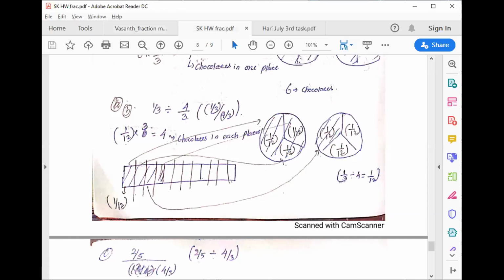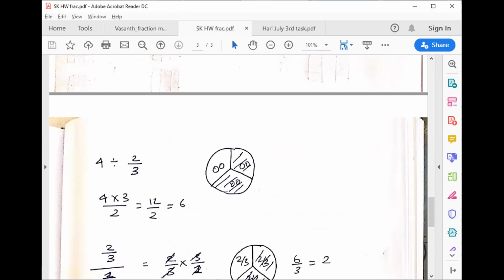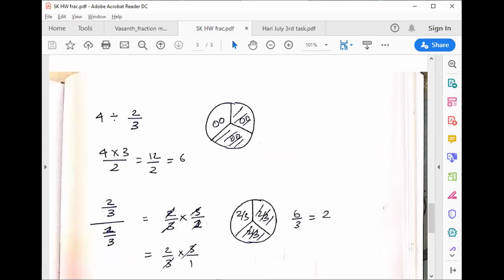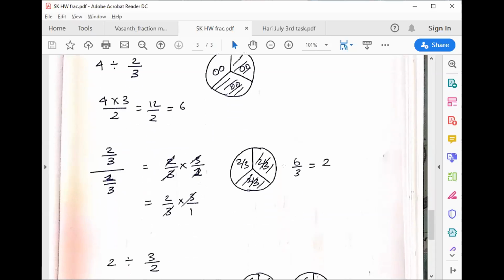Now, in this one, initially things were good, but there are two examples which I could not make sense of. See, this 4 divided by 2/3, this makes sense. 2/3 of the plate is shaded. 4 is divided equally among those 2/3, okay? And then the plate is filled accordingly. So you can see that the 4 has been divided by 2 and then multiplied by 3, okay? So this is clear.